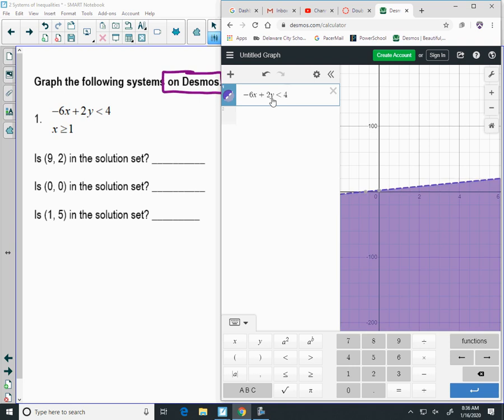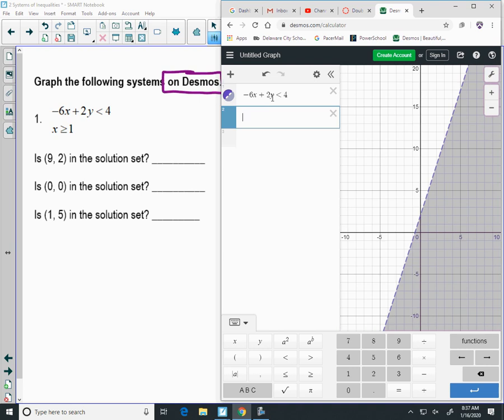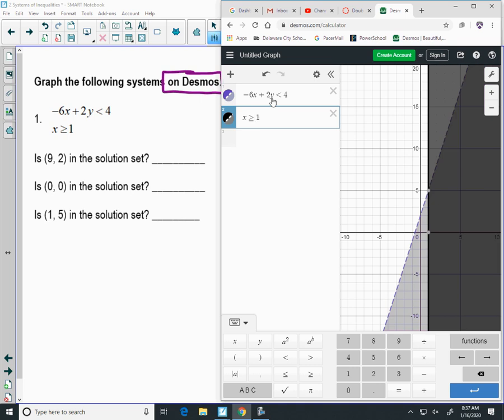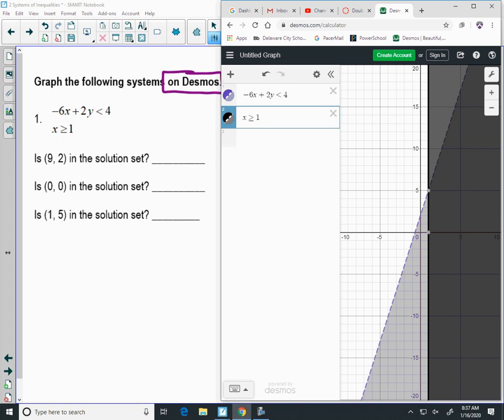My first graph came out purple. Before I go on to the next graph, I'm looking very carefully to make sure I copied everything correctly. Negative 6x plus 2y is less than 4. I'm going to hit the home button. And then I have x is greater than or equal to 1. I would rather have a different color there, so I'm going to change that color. Ooh, let me go green. Okay.